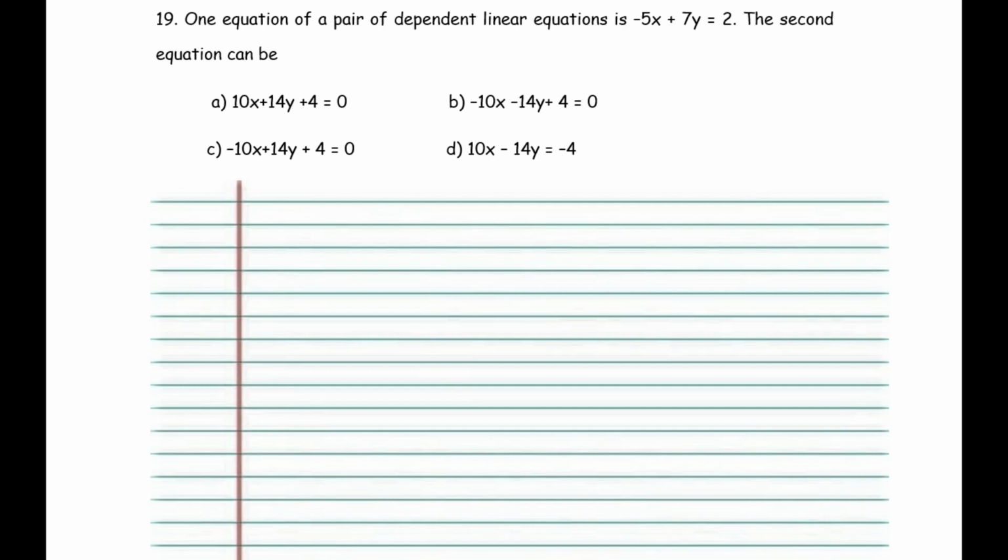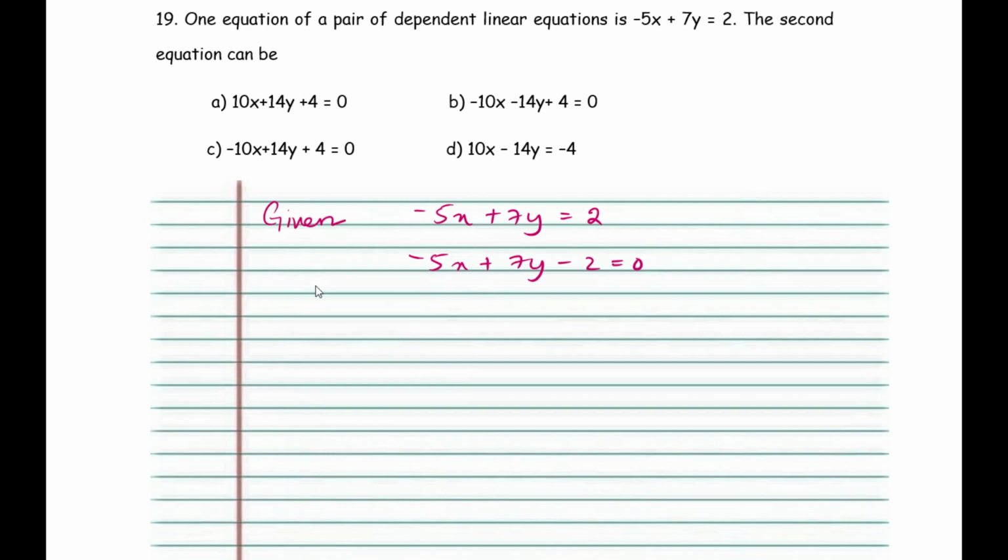Students, moving to question number 19. One of the pair of dependent linear equations is minus 5x plus 7y equals 2. The second equation can be given as? The linear equation is minus 5x plus 7y equals 2. Writing it in standard form, minus 5x plus 7y minus 2 equals 0.